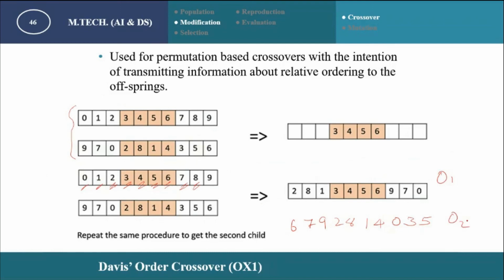So this is how the order 1 crossover, or the Davis order crossover, is done. First we pick 2 crossover points, and the elements between these 2 points are kept fixed. Then the remaining elements are inserted into the offspring from the second parent in the order they appear within that chromosome. That is how the order 1 crossover is employed.